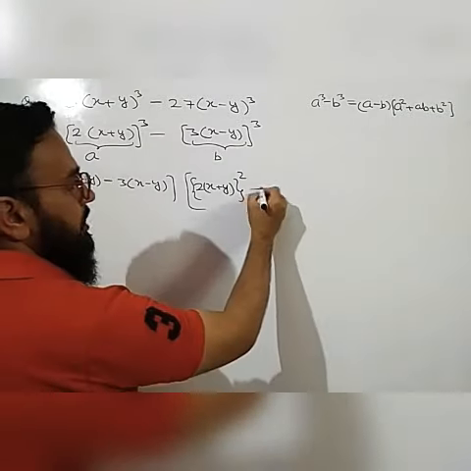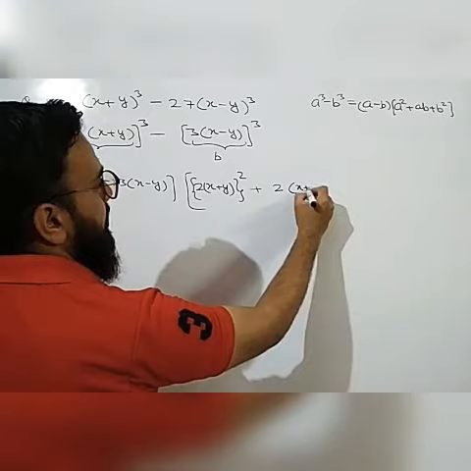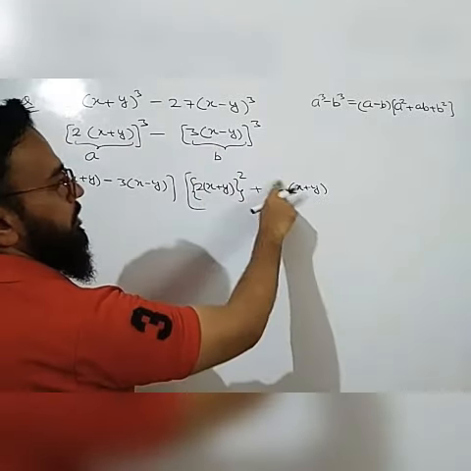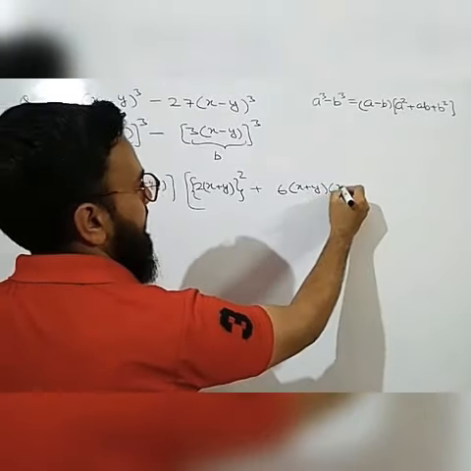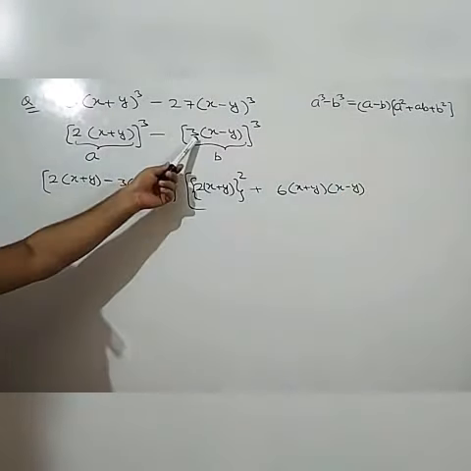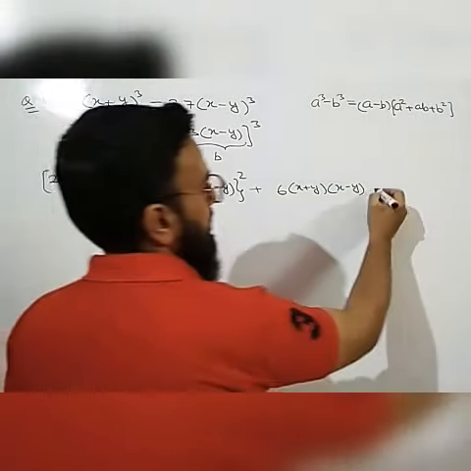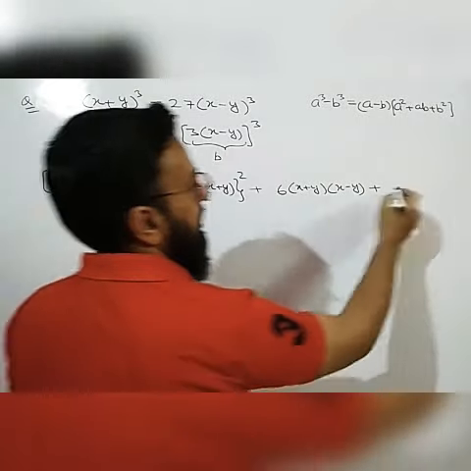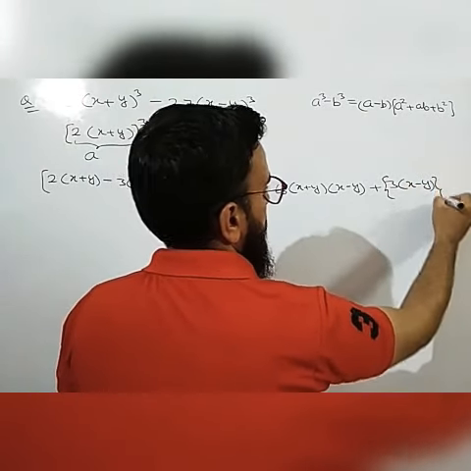Then plus AB. So what will be AB? It will be 2 into x plus y into 3. So we can write directly 2 into 3, that is 6, x plus y into x minus y. It is AB. 2 into 3 is 6, x plus y into x minus y. Then the third bracket is B square. And what is B? B is 3x minus y and its whole square.